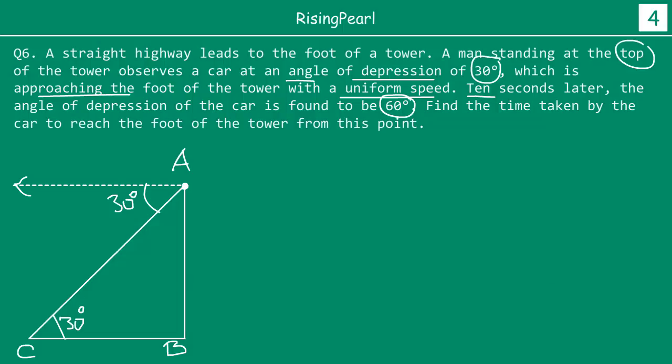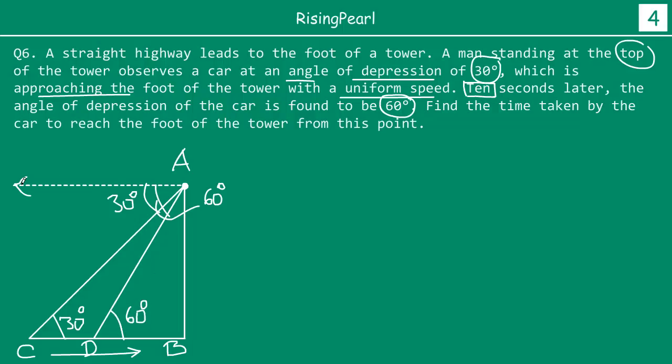So now the car, which is at point C, is continuously moving towards the foot of the tower. The car is moving in this direction. After 10 seconds, it is given that now the car is here. Let us call this position D. And at this point, the angle of depression is 60 degrees. So this angle is 60 degrees. If this angle is 60 degrees, it means this angle is 60 degrees.